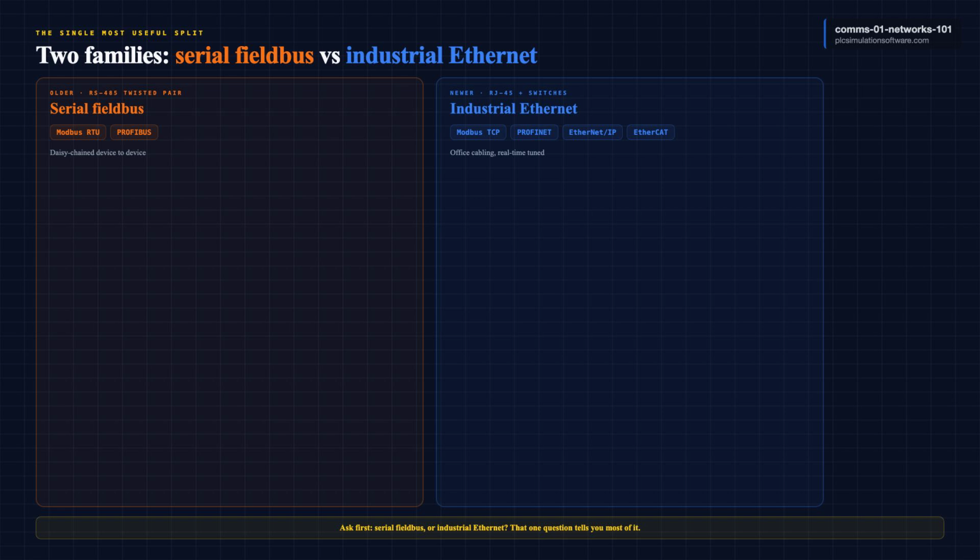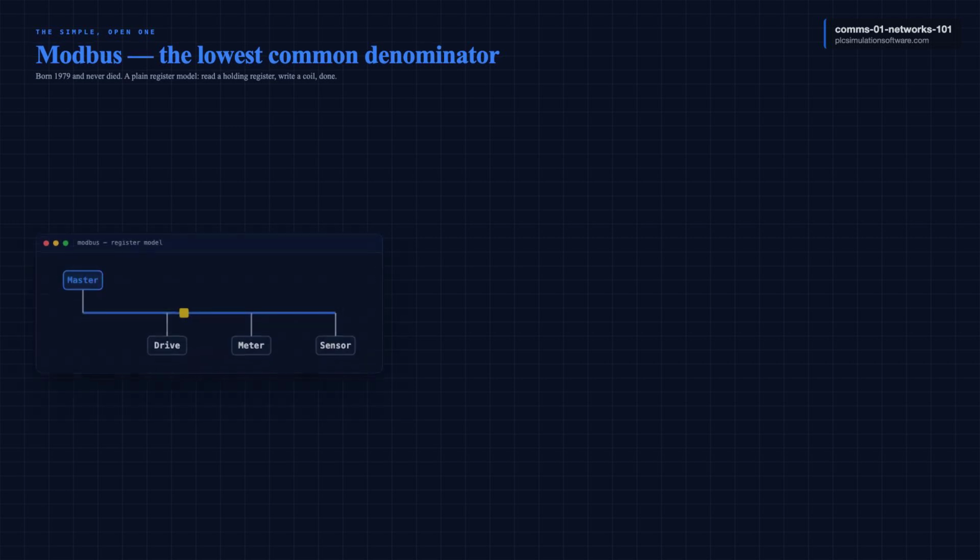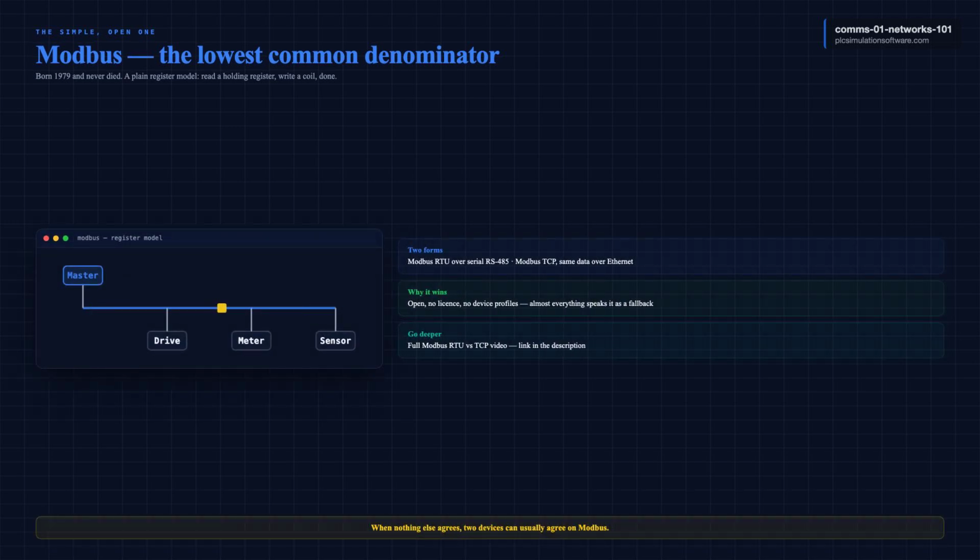First, Modbus. Modbus is the simple, open one. It was born in 1979, and it never really died. It comes in two forms. Modbus RTU runs on serial RS-485, the fieldbus family. Modbus TCP runs the exact same data model over Ethernet. It is a plain register model. Read a holding register, write a coil, done. No vendor license, no device profiles, no fuss. That simplicity is why almost every drive, meter, and sensor speaks it as a fallback.